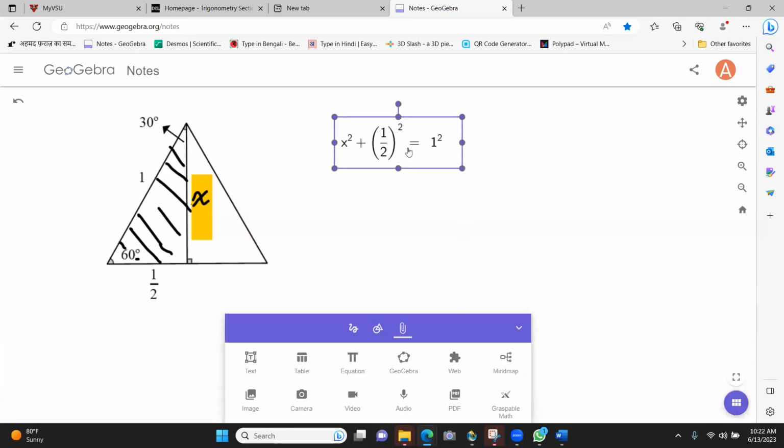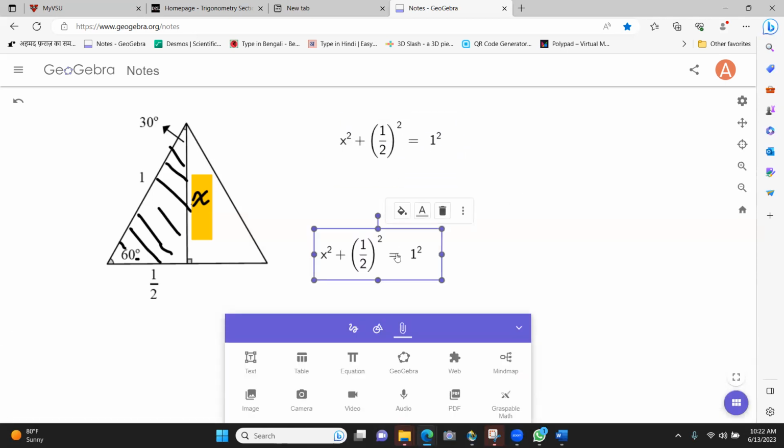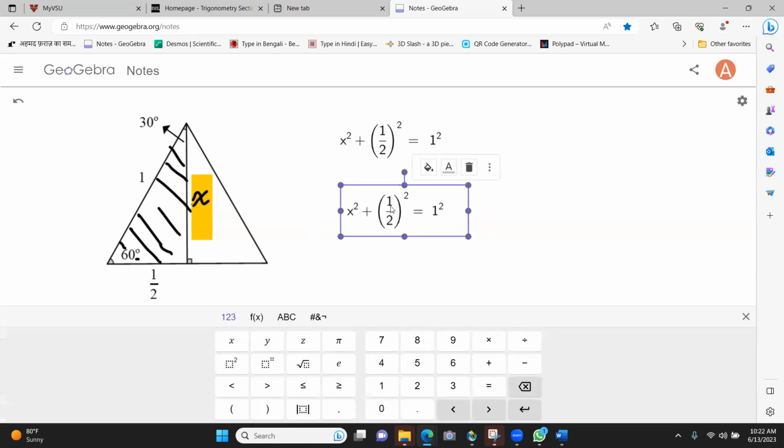Okay, Pythagorean theorem like before. And half square is 1 square over 2 square. I'm just going to write 1 over 4. I want to simplify things. Is 1.